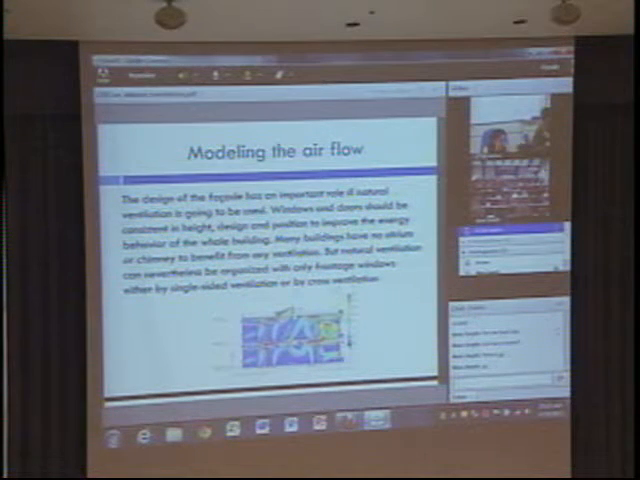In this case, the natural ventilation, the movement of air, plays an important role which is going to be used. It depends on the distribution of the building. It must have an atrium or a chimney to benefit the cross ventilation in order to let the movement of air inside the rooms.